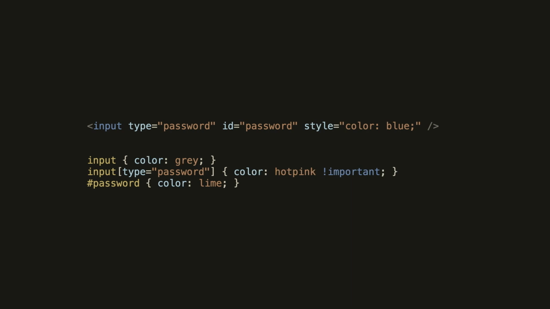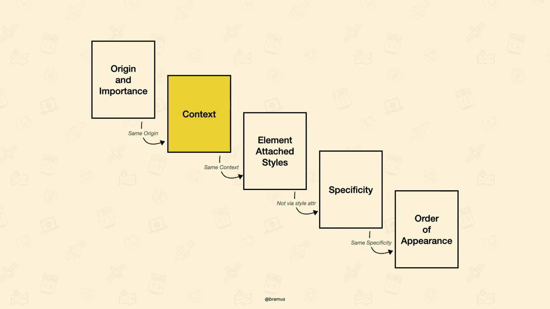Practical example, the same one as I showed you in the beginning. Which one will win here? Well, we'll take a look at the origins. They are all author origins, because I wrote them. But then there's one important one in there, so that's from the important author origin. So that one will win, and the rest will not be applied. Cool. On to the next step.